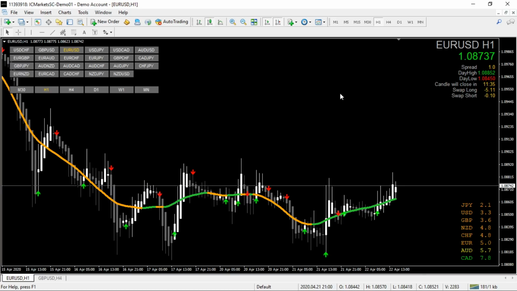You can use this system with any currency pair. I have tested with both major and minor currency pairs, and it works well with all of the pairs.